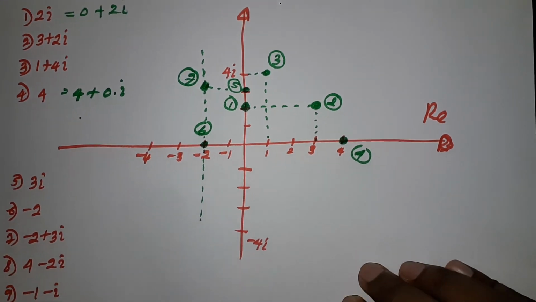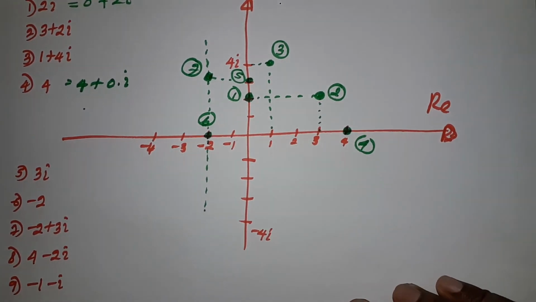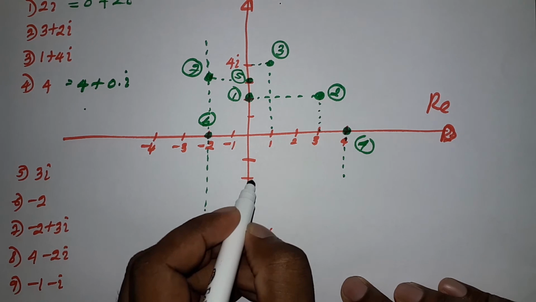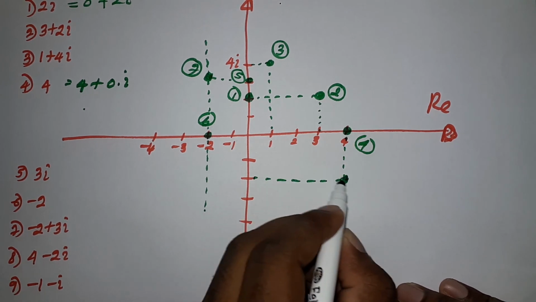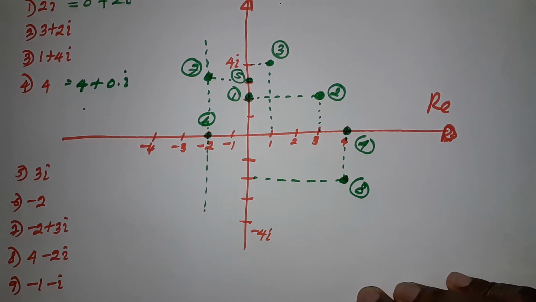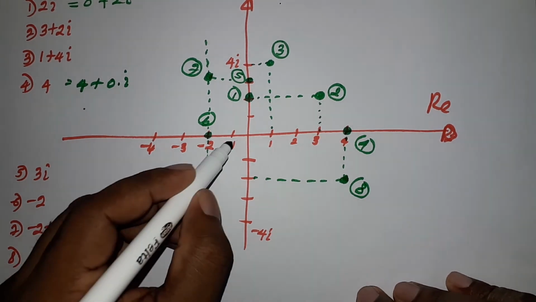And then last, as the 8th number, I have 4 minus 2i. So 4 minus 2i right here, which is 8. And finally I have minus 1 minus i, which is right here.